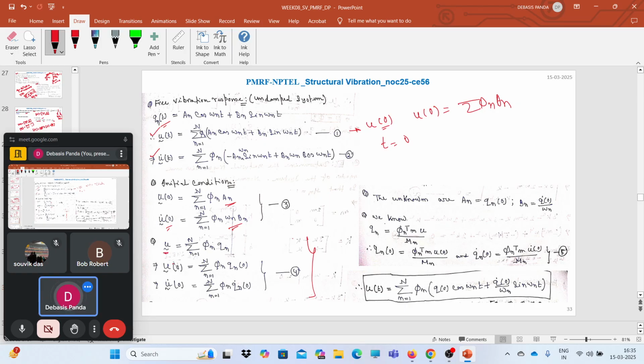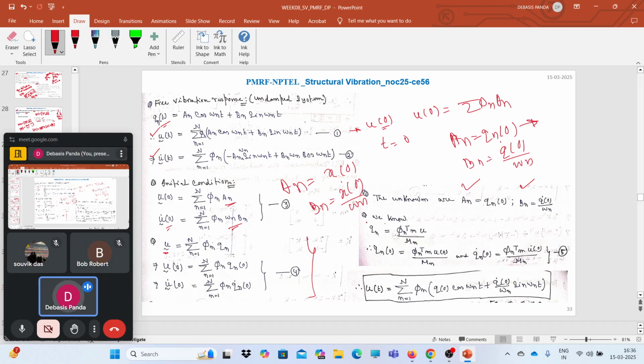Like my physical response u is nothing but phi n into q. So if you impose the initial condition, we can find out the value of an and bn. So an comes as qn of 0 and bn comes as q dot of 0 by omega n. Recall, for an SDOF system under free vibration, we found an is equal to x naught and bn is equal to x dot naught by omega n. Similarly, here we have the modal responses in modal coordinates qn and wn.